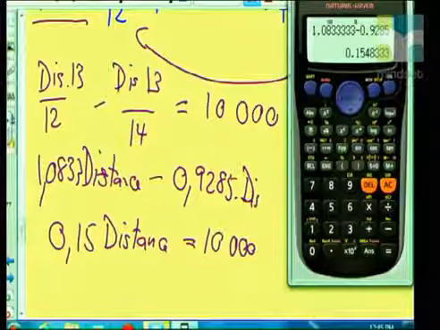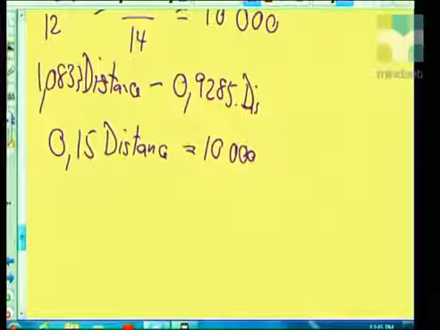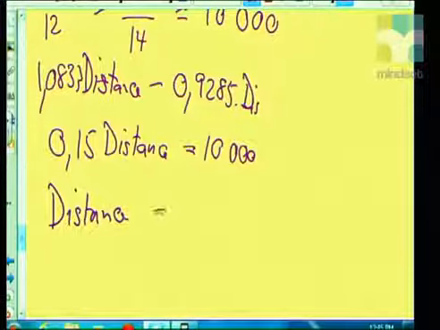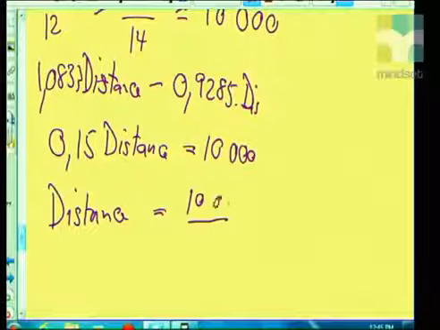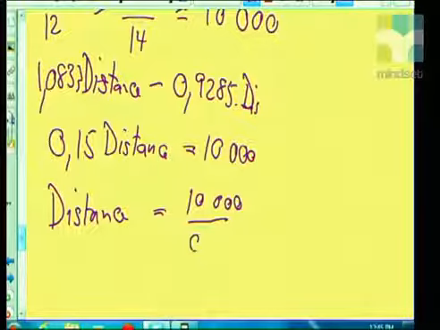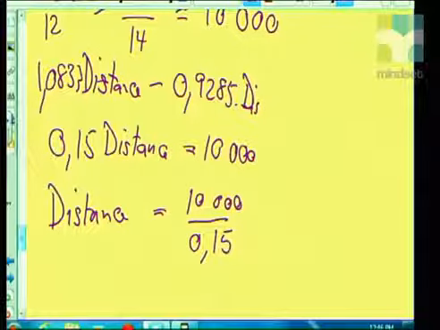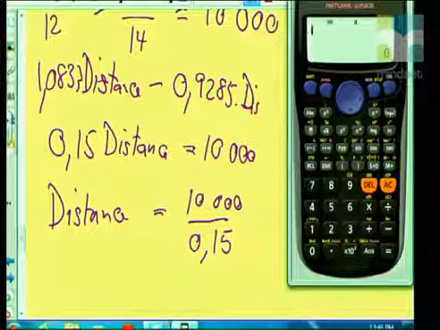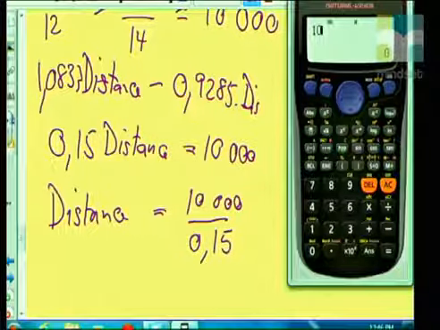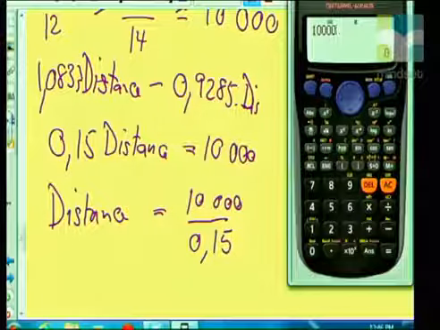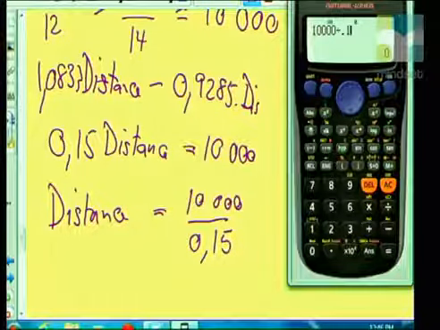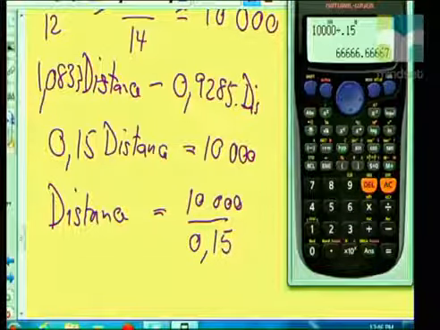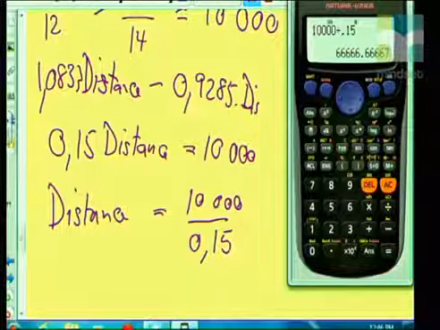So far, so good. Now, how are we going to get distance all by itself? We're going to say distance, and we'll divide the 10,000 by the distance. We're going to divide that like that. Let's take this number and use that as the denominator. 10,000 divided by 0.15, and we get 66,666,66.